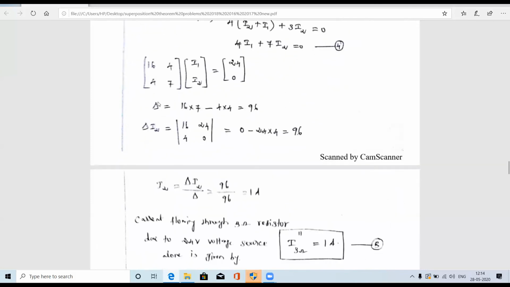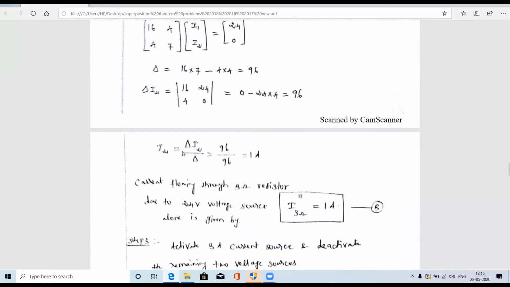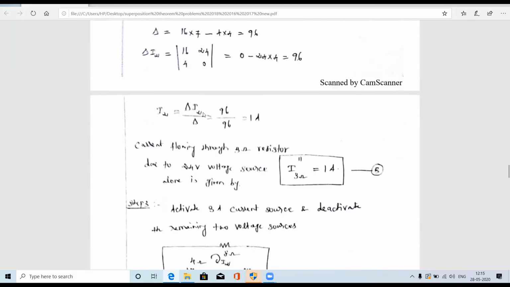Here, you determine the determinant value. And in this, we have to find out I2 only, so that's why we are calculating del I2. Then the current I2 is the ratio of del I2 divided by del. So 96 divided by 96 is 1 amp.